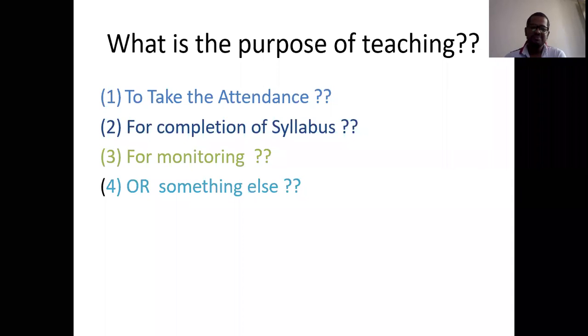So whatever points you are saying, yes, all those are correct. Even these are correct: we are taking the attendance, we are trying to complete the syllabus, and we are monitoring also. But these are not main objectives. These are nothing but auxiliaries. But what is the main objective of teaching?